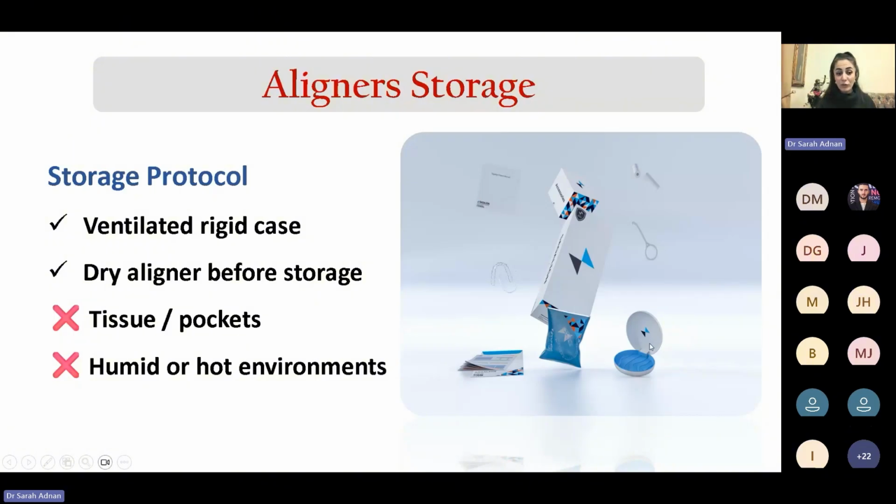The aligner should be dried before storage. Avoid putting the aligner in a tissue or in your pocket, as it will be destroyed or distorted. Avoid a humid environment and a hot environment, because aligners are made of plastic materials and they will quickly change dimensionally when you store them in a hot or humid environment.